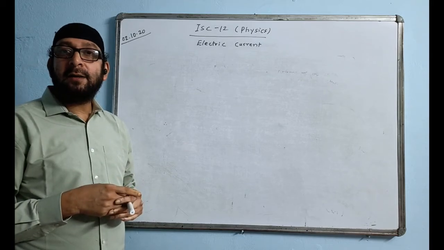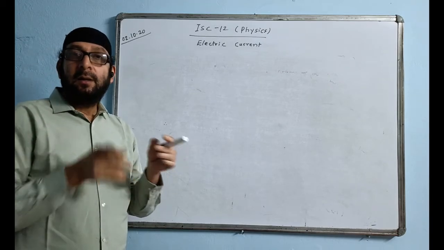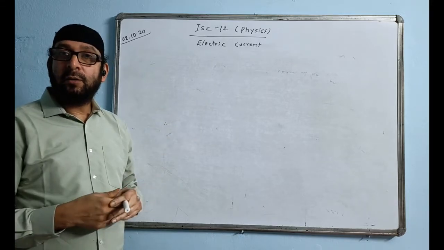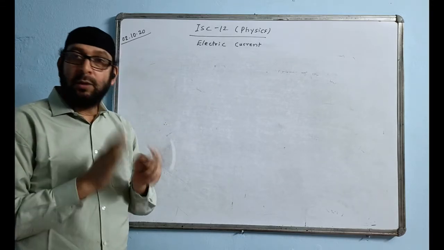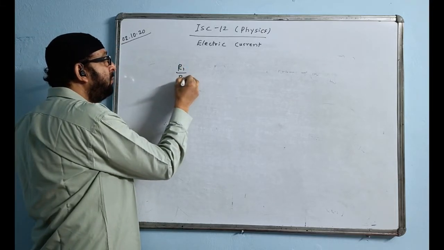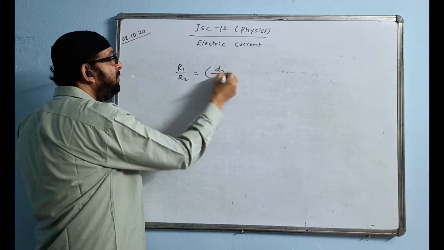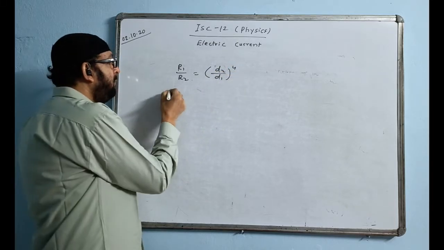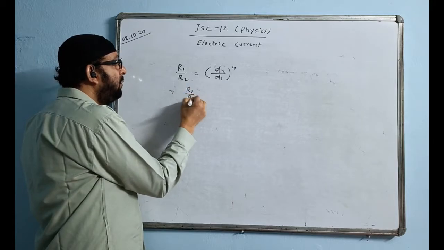Which will be offering higher resistance? I am sure the thinner wire will be offering higher resistance and the thick wire will be offering lower resistance. But you have to give the exact ratio. In what ratio? So what type of formula do we follow here? We write R1 by R2. Thickness-wise we write (D2 by D1) to the power 4. Mind the power 4 here. You have to find the ratio R1 by R2.